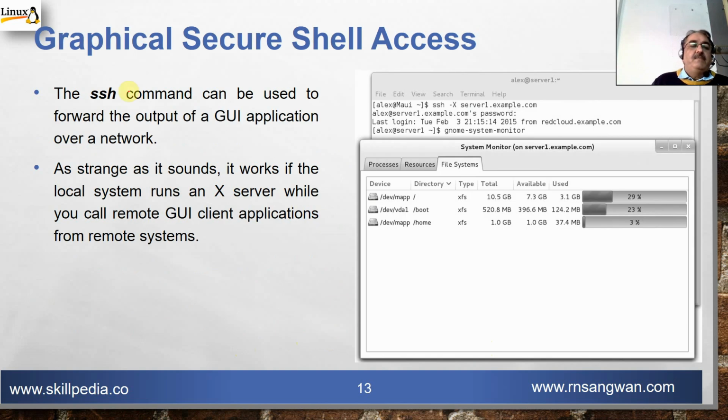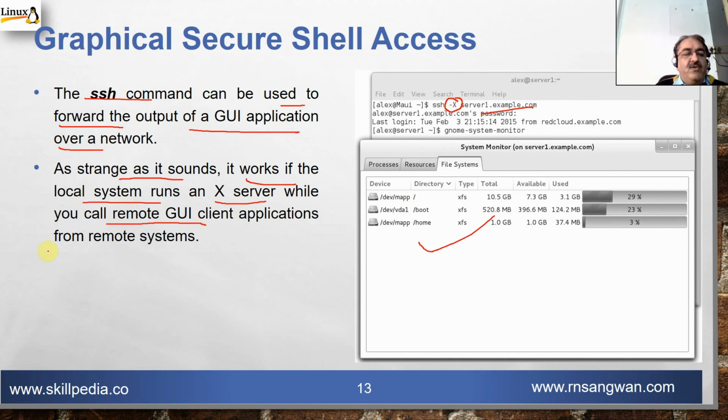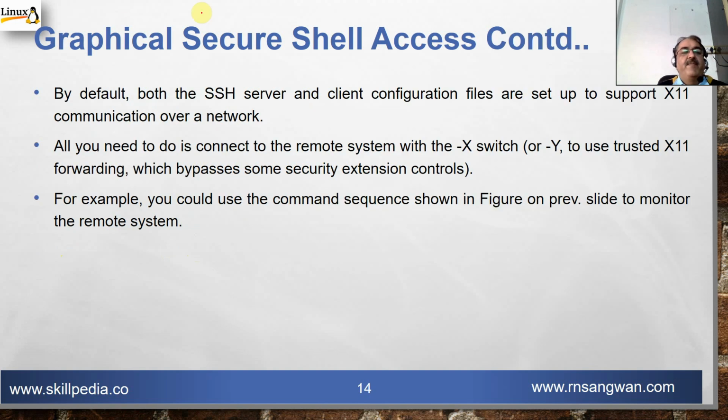Graphical interface. The SSH command can be used to forward the output of a GUI application over a network. For that you use -X. Once you use -X and connect to the remote machine server1.example.com, then you can run the GUI based command. As strange as it sounds, it works if the local system runs an X server while you call remote GUI client applications from the remote systems.